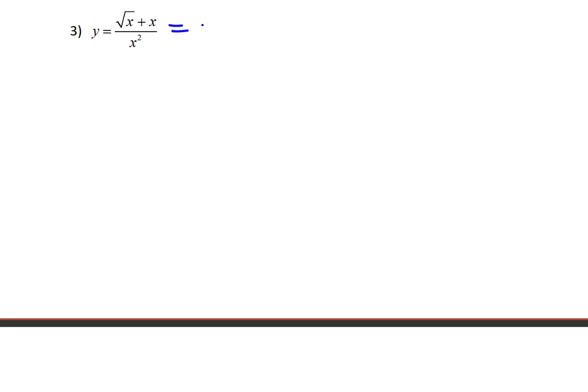So as you know from algebra, you could reduce or rewrite this function as the square root of x over x squared plus x over x squared. So you're giving each numerator term its own denominator here. Now the reason we might care about this is because you can even take this further and write each of these terms as a single power of x.